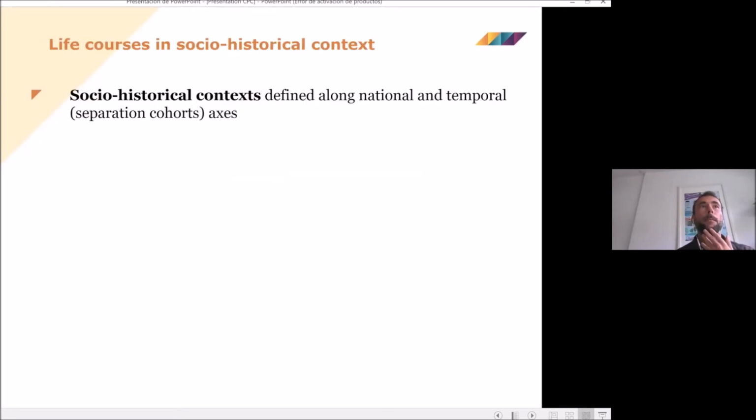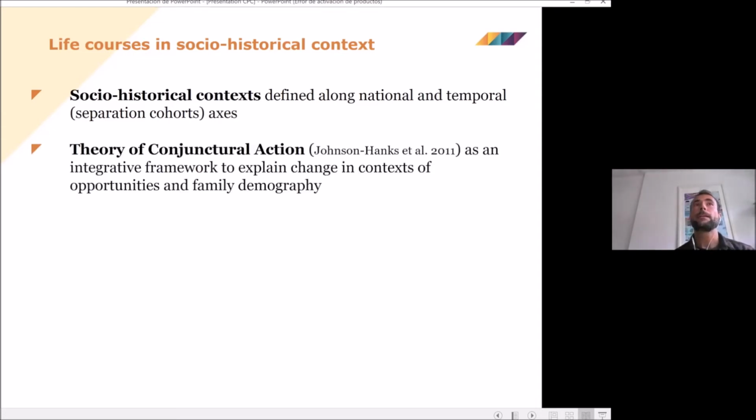So the socio-historical context is considered as the unit where family change can be observed. And this is defined along 2 axes. On the one hand, the national context, and on the other hand, the temporal context, for us, the union dissolution cohort. The idea is that in a given socio-historical context, women will have a wider or a more limited set of opportunities for family behavior.